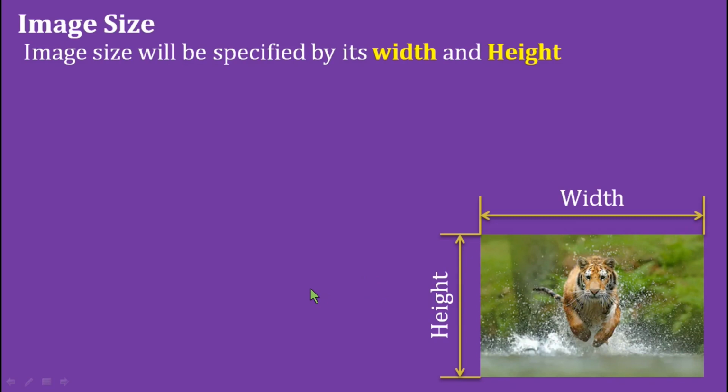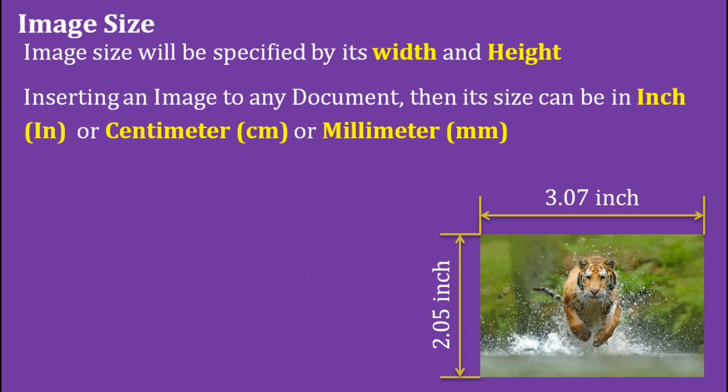Image size is specified by two parameters: one is width and the other is height. When inserting an image in any document, whether it is a Word document or PowerPoint, its size can be in inches, centimeters, or millimeters. This image is 3.07 inch wide and 2.05 inch high.